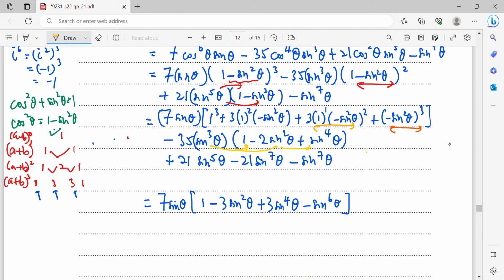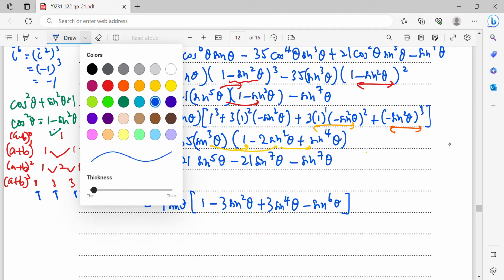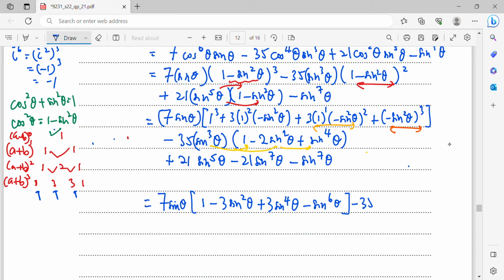And then for the next one, we need to expand. Okay, I will just expand all together with the minus 35 sine^3 theta. So I will get negative 35 sine^3 theta. Then the next term is going to be plus 70 sine^5 theta. And then the last term will be negative 35 sine^3 times sine^4, which becomes sine^7 theta. Okay, and lastly, just copy or simplify these two terms. I will get plus 21 sine^5 theta minus 22 sine^7 theta. Okay, so now need to further simplify.